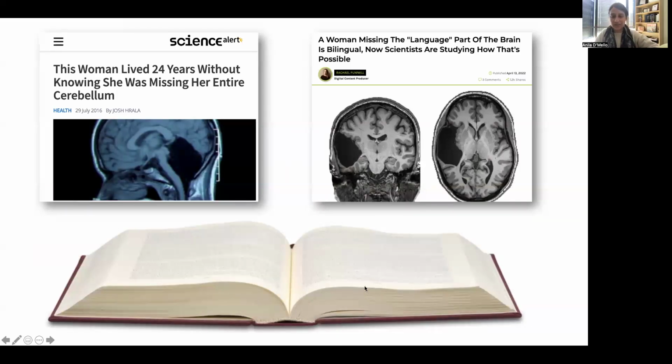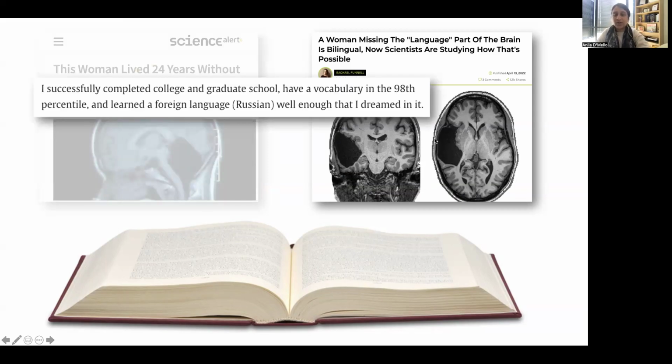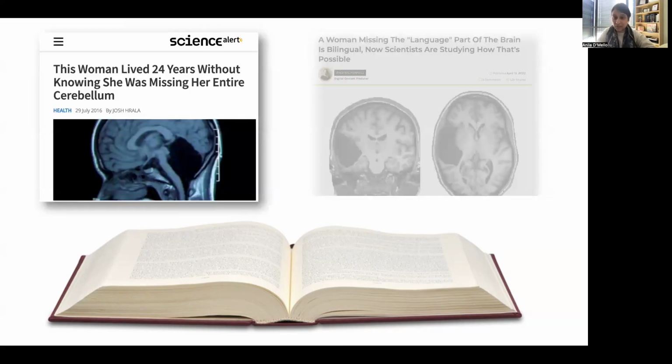And so I want to tell you this little story, right? This tale of two brains, to elucidate this point a little bit. So this is a study of a woman who was missing her entire left temporal lobe from birth. And this is a story of a woman who didn't realize until late in life that she was missing her entire cerebellum. So this woman over here was fine, right? She completed college. She had a great vocabulary. She learned a foreign language. And she lived life pretty well, especially language, despite the fact that she's missing this critical cortical hub for language, right?